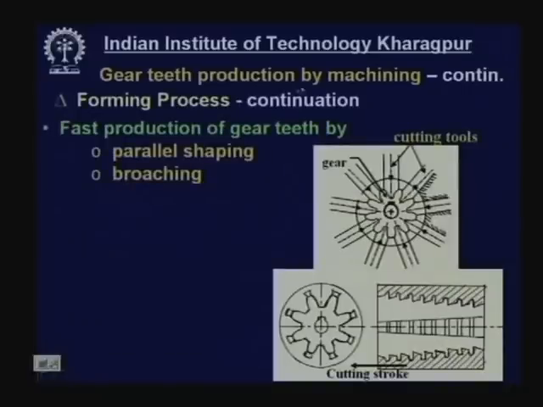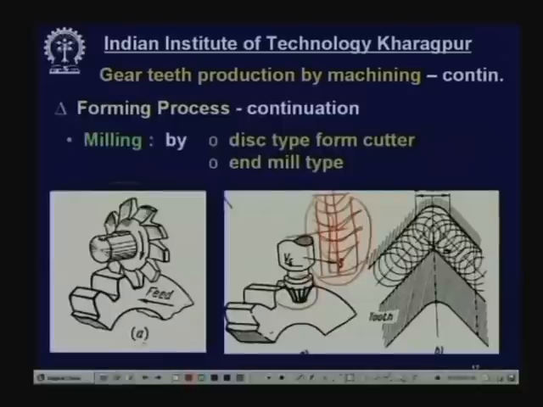Now, gear teeth production by machining, we are continuing with the forming process. But here we shall first discuss production of gear teeth at a very high rate, very high speed. Now what is the forming process, which is again of two types, parallel shaping or broaching. Now let me try to make it clear.